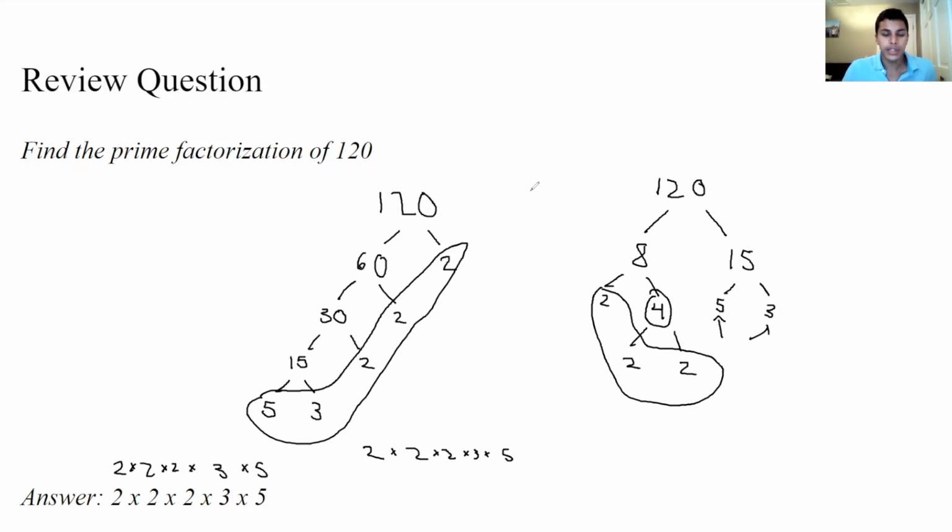So this is why the tree diagram is really nice. You only have to think of two numbers, any two numbers, that multiply to get your original one. And then you can break it down from there and so on in easy steps, and you'll find the prime factorization.